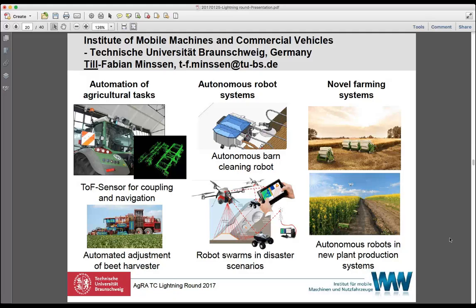We have quite a large range of projects concerning automation or robotics in agriculture. I just want to mention some of them. On the top left, we have a project where we couple a tractor to any kind of implement by using a time-of-flight sensor for the navigation of the tractor. We have a project which just started where we try to automate the adjustment of beet harvesters by image processing of the harvested beets. And what I do is on the right side. It's a project together with plant scientists and farm economists where we try to build comprehensive scenarios of future plant production systems with robots. Thanks. I'm finished. Thank you very much.